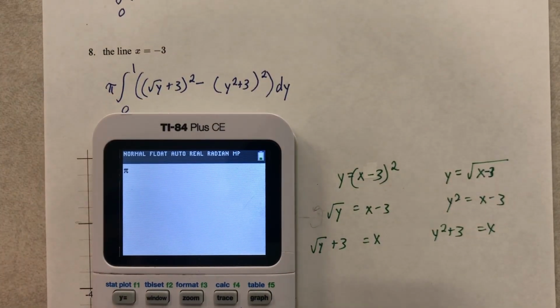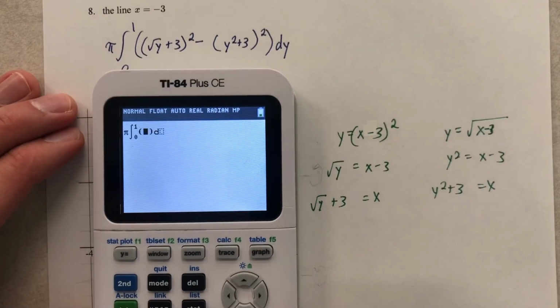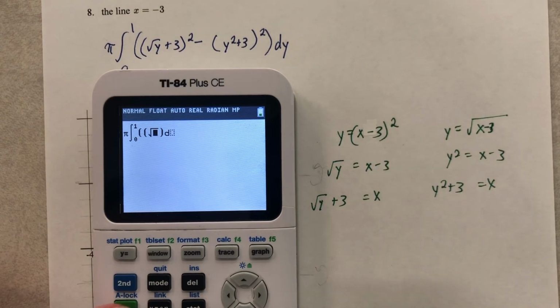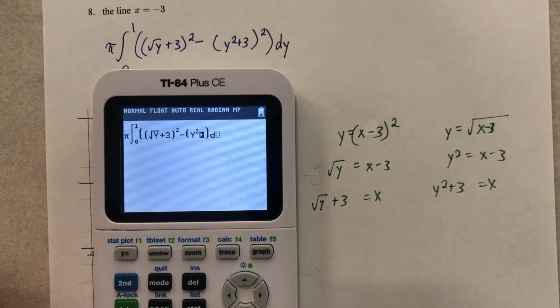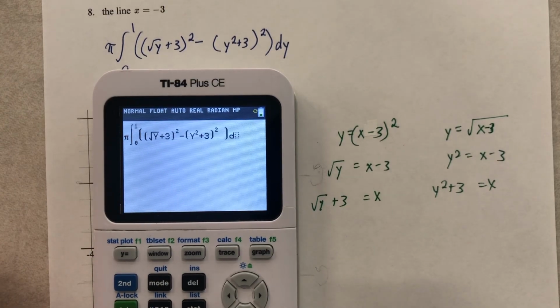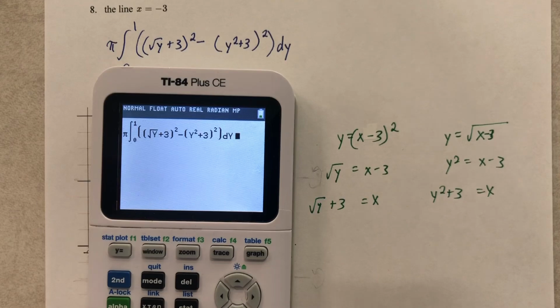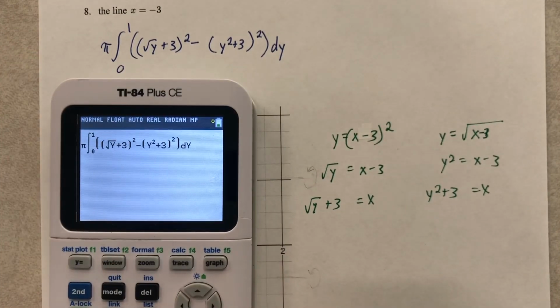All right, let's type this in. 0 to 1 and square root. I like to be consistent with my variables. That's what I do. And then +3, and then we'll square that, minus, and then y squared plus 3. And we'll square that, and that's going to be dy. Make sure we're good. Make sure everything's typed in there right. I do believe it is. There we go. We have an answer.